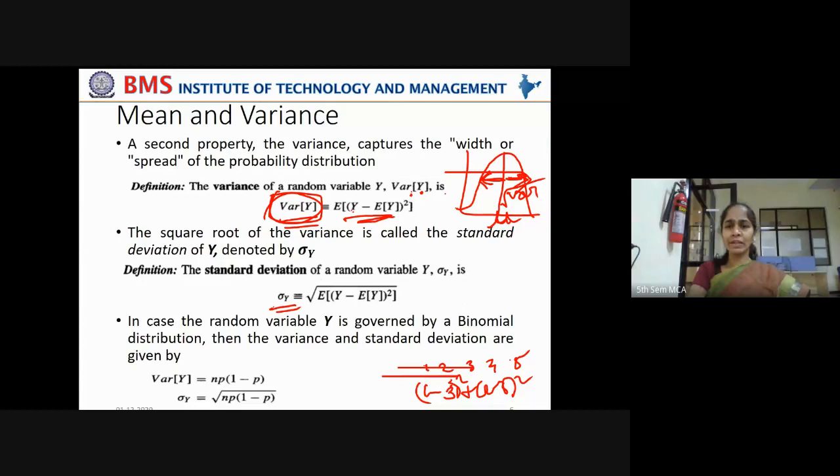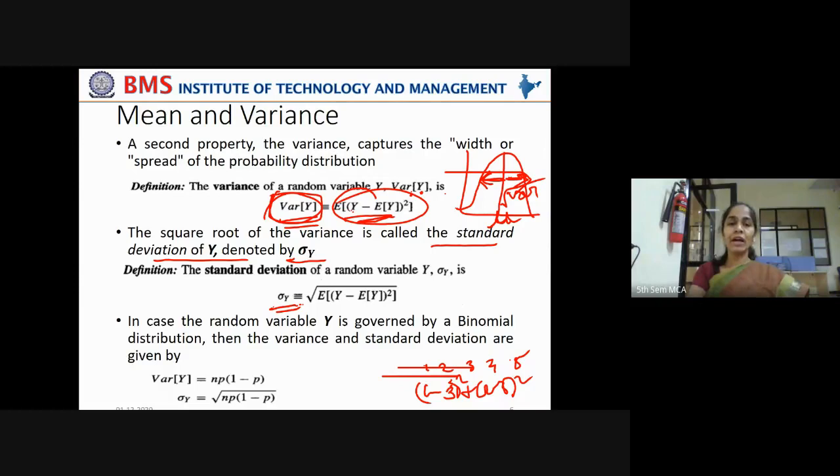The square root of the variance is called the standard deviation of y, which is represented by sigma suffix y. Now the standard deviation of a random variable y, denoted by sigma y, how can you represent that? Just put a square root over this variance, that is the standard deviation. Square root of the expected value of all the data points' deviations from the mean of y, squared and summed up. Got it?